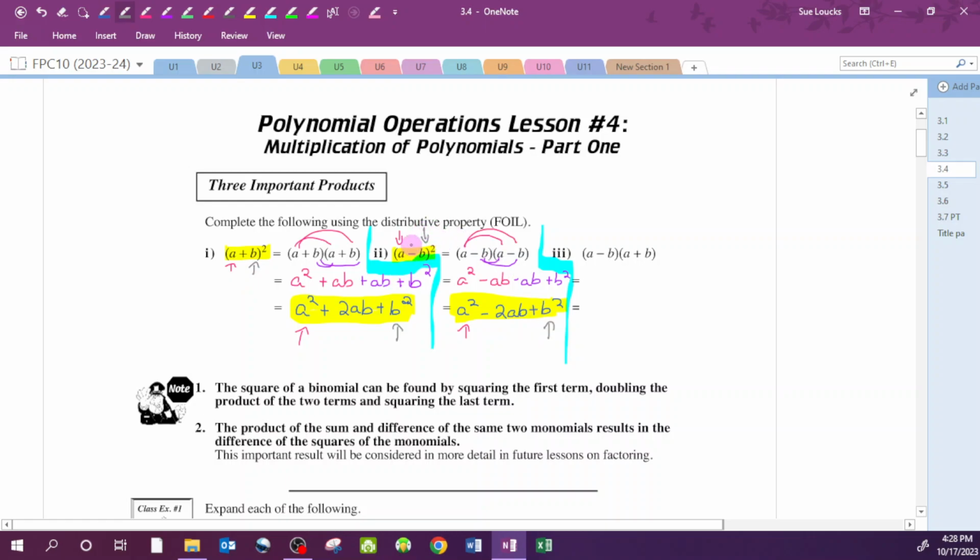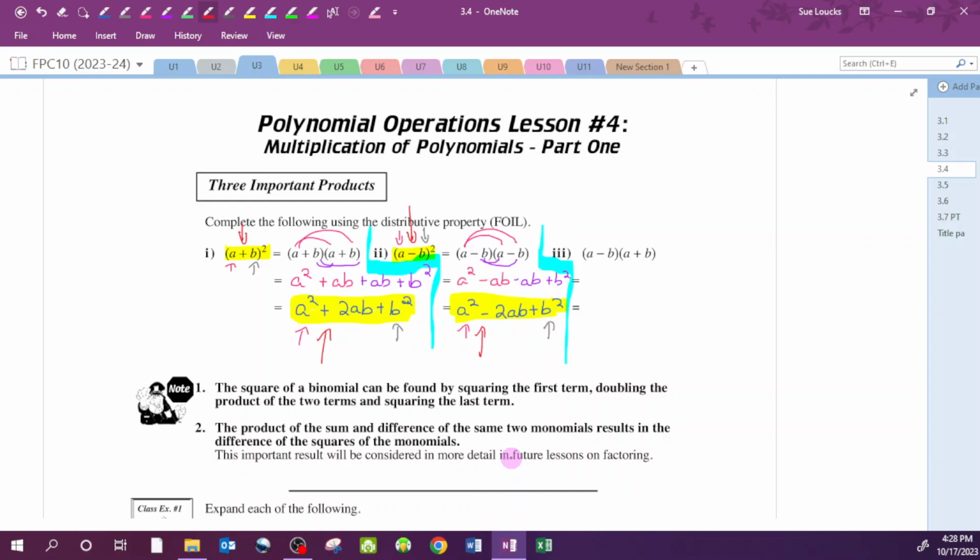Now, notice that negative b times negative b comes out positive, so that's always positive. And then the middle term is 2 times the a times the b, because you get the a times b twice. And on this one, it's a plus because there was a plus between them. And here it's a negative when there was a negative between the two terms. Okay, so that's a pattern that we will come across.